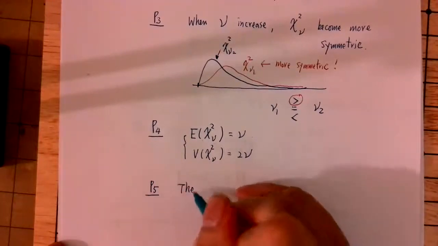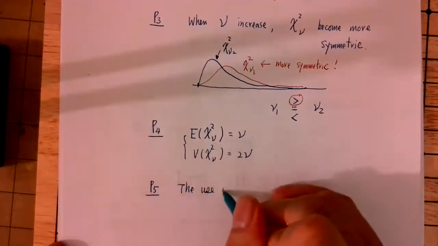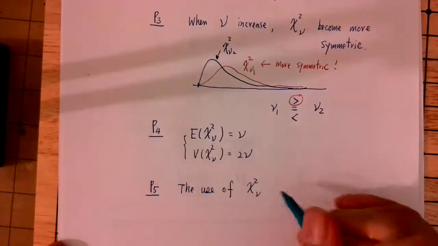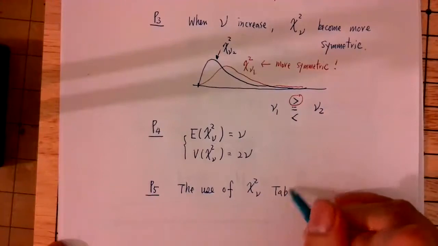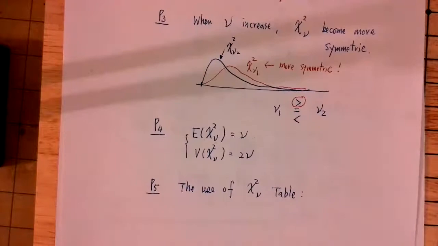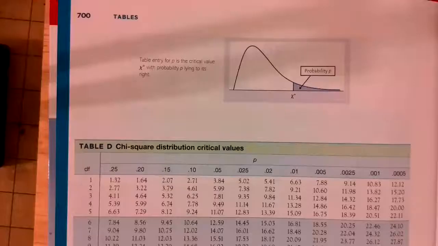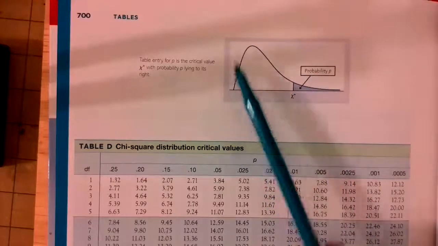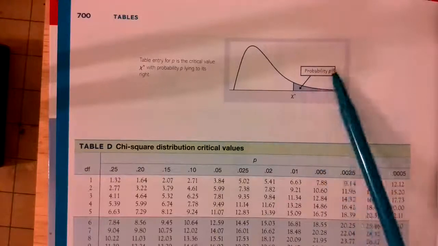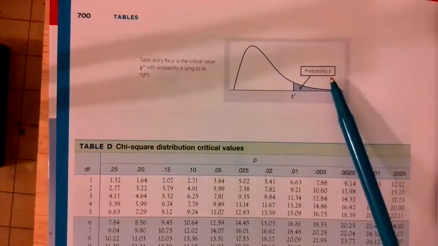Property 5, the use of chi-square table. Okay, let me stop here. Now look at this, your textbook chi-square table. It's right skewed, this is the upper tail. The upper tail probability is denoted in the table.